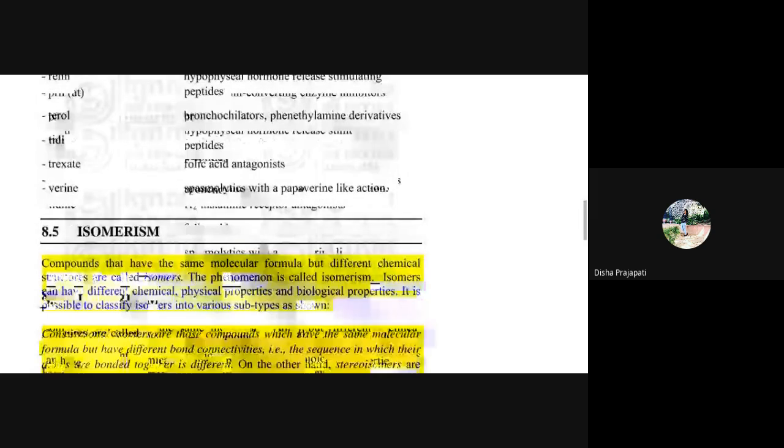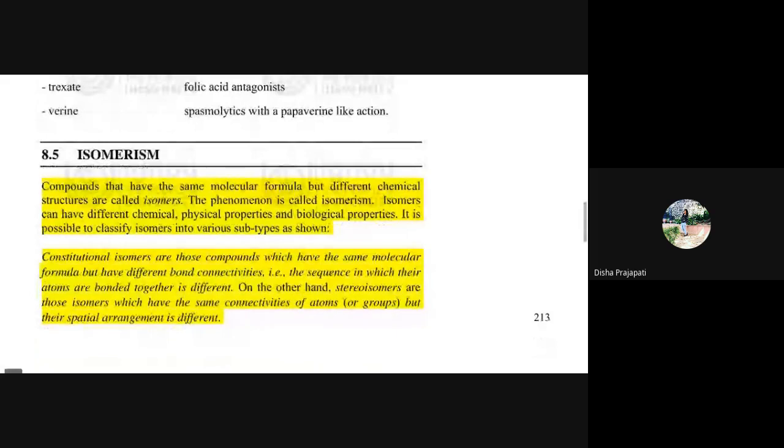Now, what is isomerism? Compounds that have the same molecular formula but different chemical structures are called isomers. The phenomenon is called isomerism. Isomers can have different chemical, physical, and biological properties. It is possible to classify isomers into various subtypes as shown.